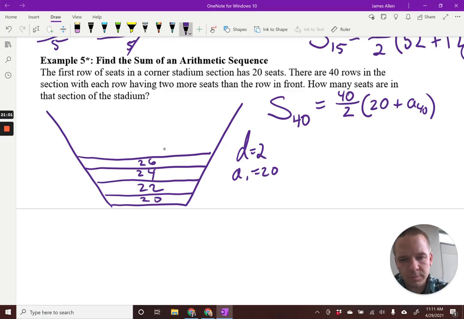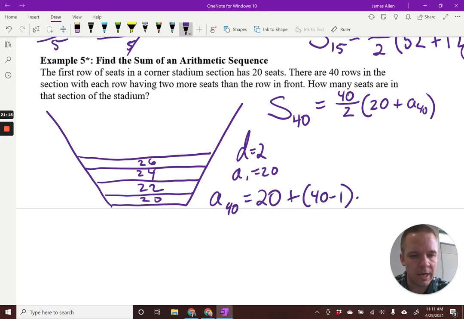So let's see here. A sub 40 is equal to 20 plus 40 minus 1 times my common difference of 2. Nice. Plug that all in. I've got it worked off to the side here. We've got ourselves 98. 98 seats in that final row.